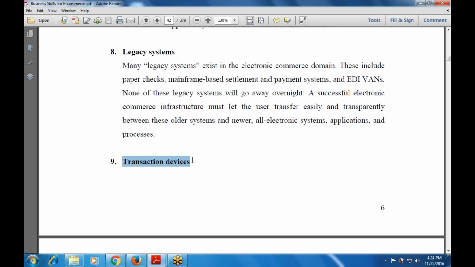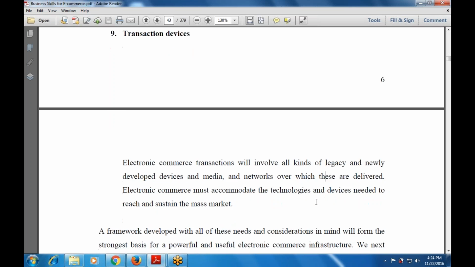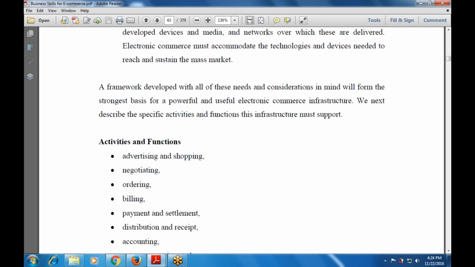The next one is transaction devices. These are the transactions that will involve all kinds of legacy and newly developed devices and the media that is used with the network over which it is delivered.